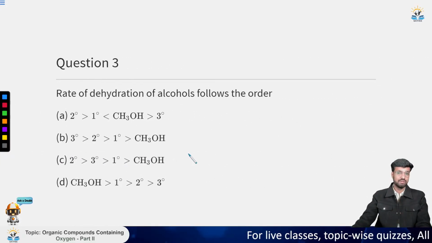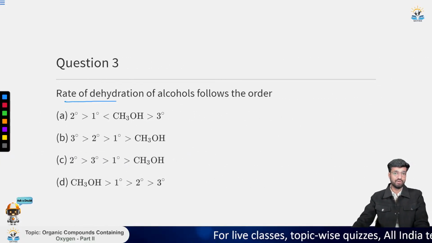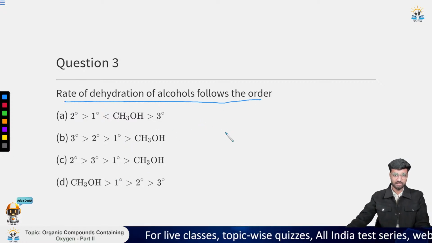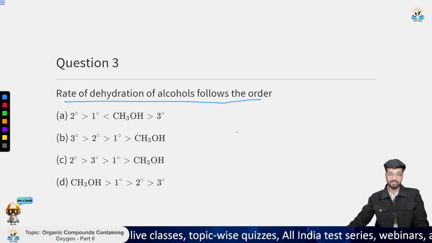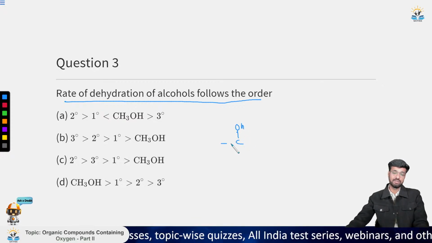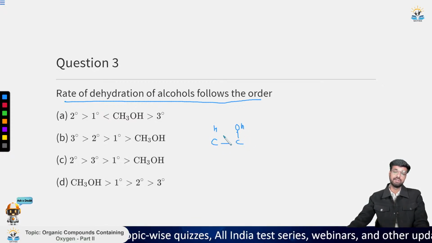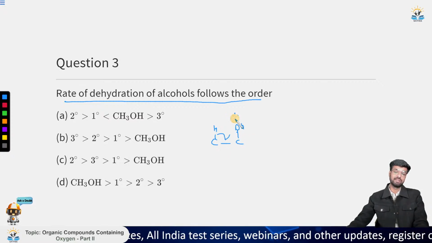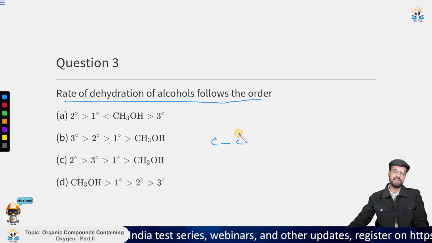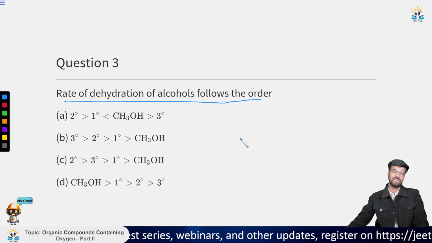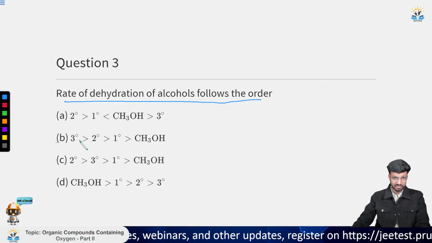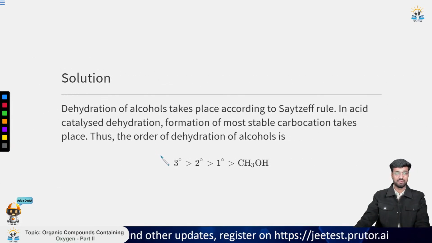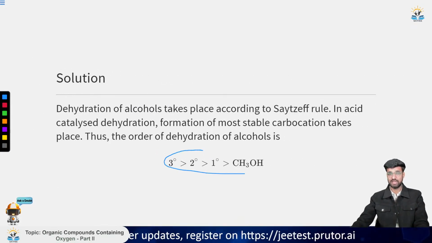Now next, the rate of dehydration follows the order. So what was dehydration? We are taking an OH here and an H here, and first we protonate this one, and it leaves like this. So we can see very clearly that it again involves formation of a carbocation. So third degree will form faster, then second degree, then first degree, and then methyl alcohol. The same thing is written here also. This is the answer.